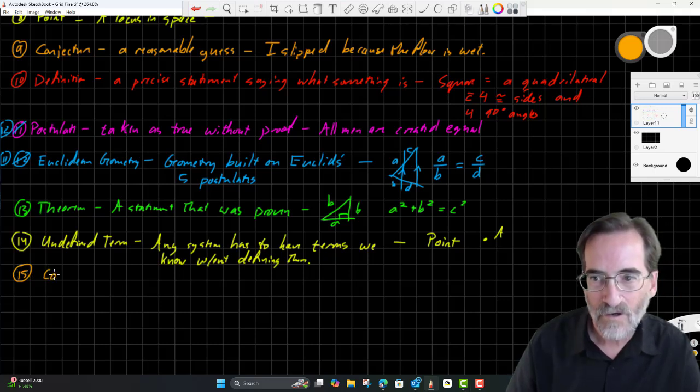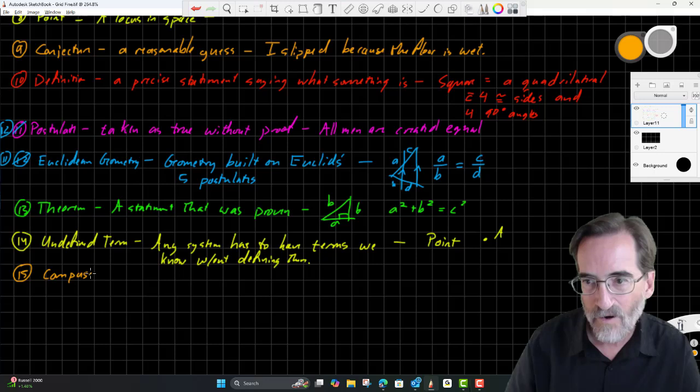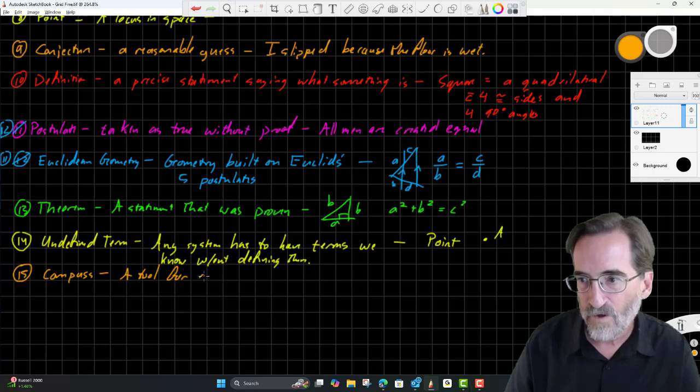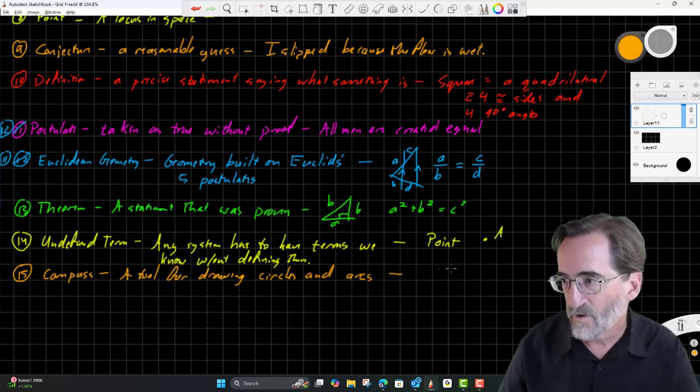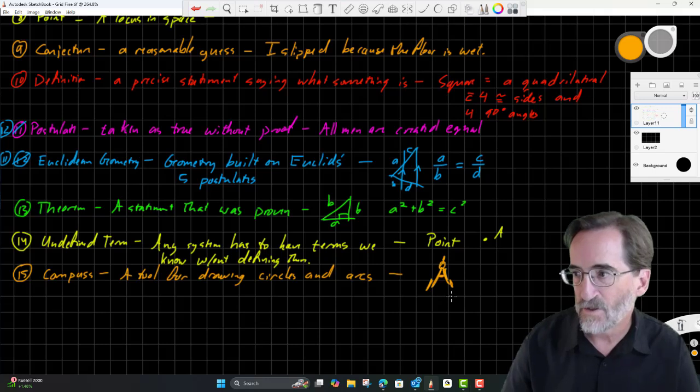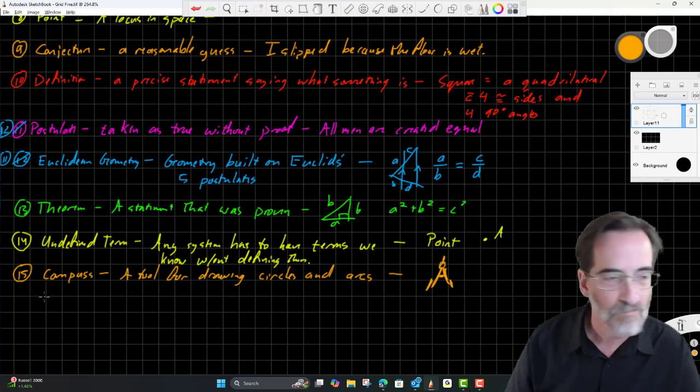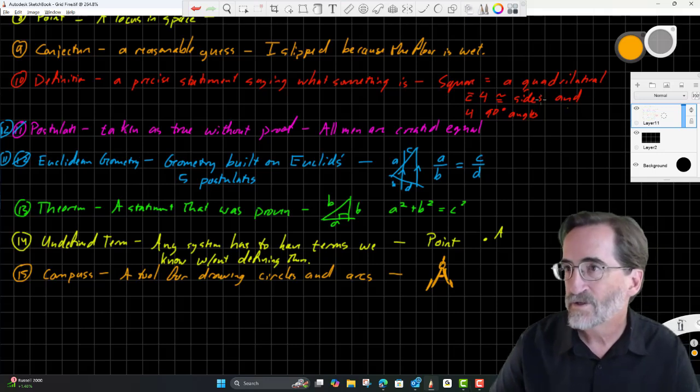15. Compass. A tool for drawing circles and arcs. Okay, it looks like this. Has a handle on top, has 2 parts, one that goes down with a pencil, one that goes down with a sharp point, right, and may have some mechanism for changing the radius. Compass. Congruent. Let's make some more space here.